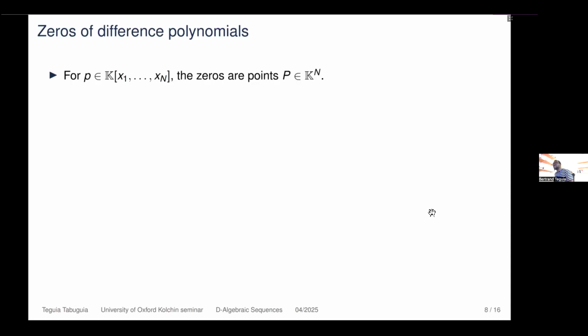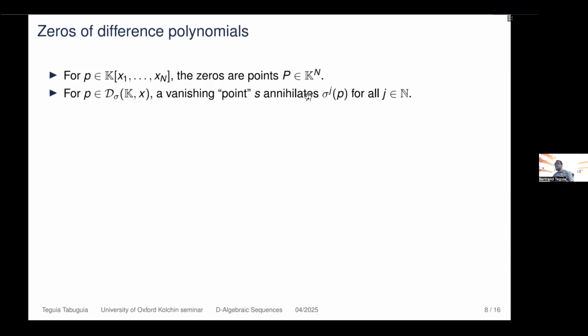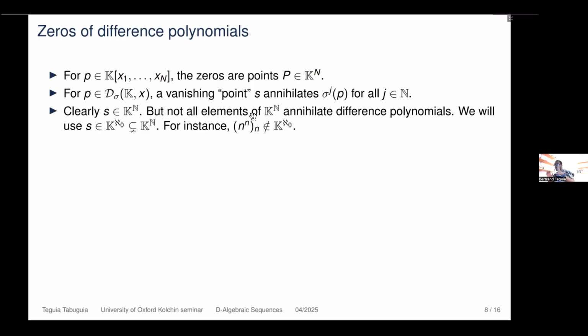Now, in classical algebraic geometry, when you have a multivariate polynomial, the zeros are seen as points in affine n-space for some n. And now what we are considering are zeros of difference polynomials. You could say these are vanishing points S that annihilate all transformations of the difference polynomial, for J ranging over the integers. So clearly, S here is a sequence, but not all sequences satisfy such polynomials, such equations, and we can find examples.